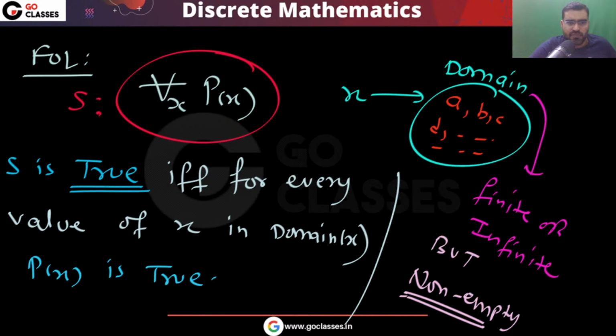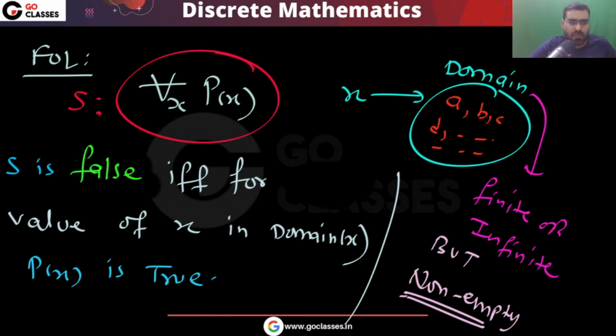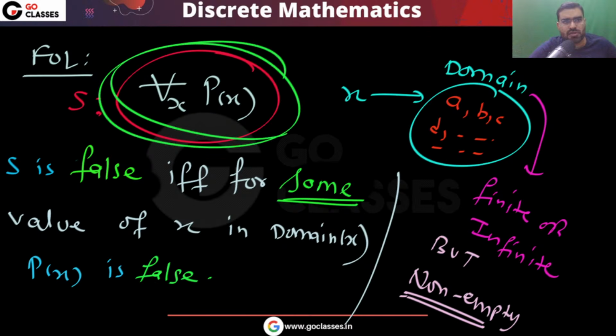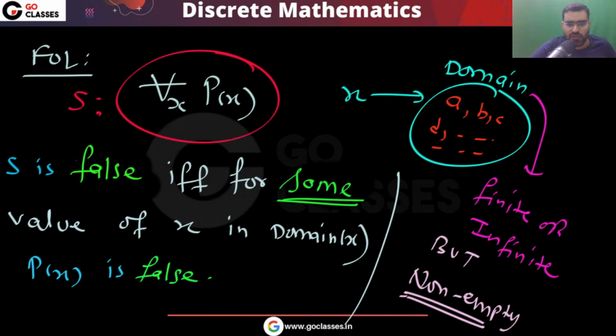Very simple. And when will it be false? This statement s will be false if for at least one value of x, px is false. For at least one value, this px will be false. Then I can say this will be false. So this is your universal quantifier.